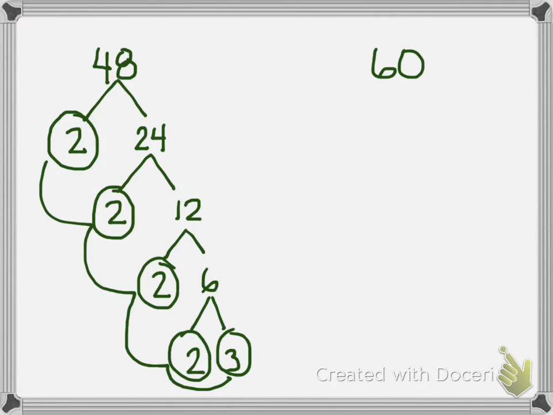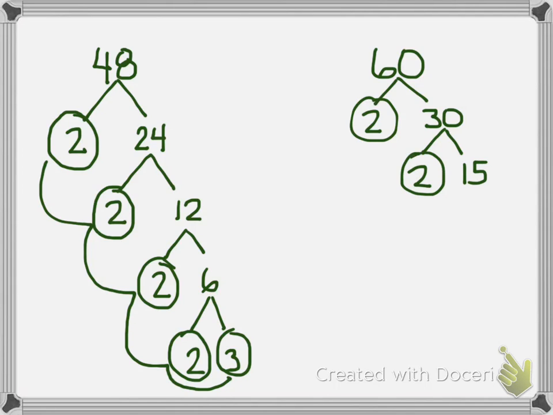Okay, let's do the same thing with 60. 60 is 2 times 30. 2 is prime. 30 is 2 times 15. 2 is prime. 15 is 3 times 5. 3 is prime, and 5 is prime. You can't divide 5 by anything else other than 1 or itself.